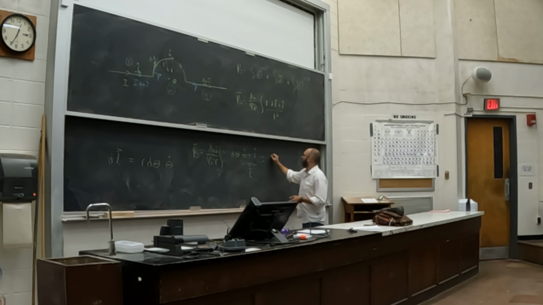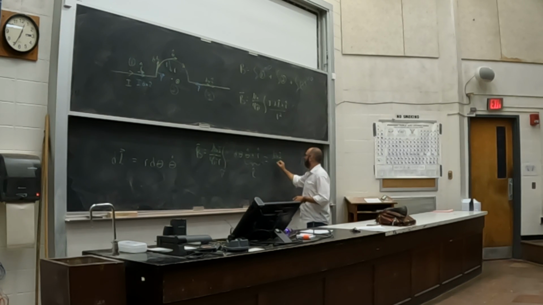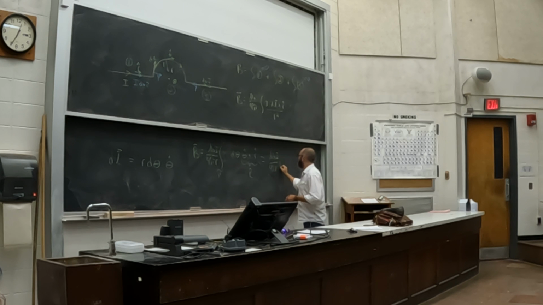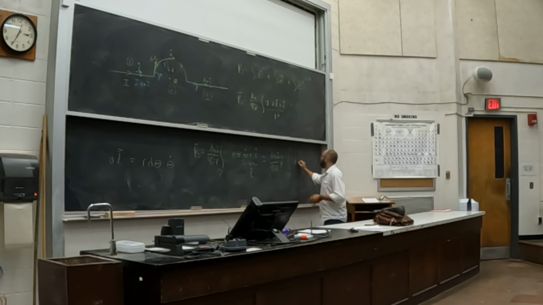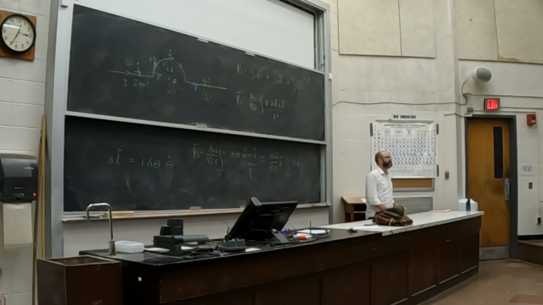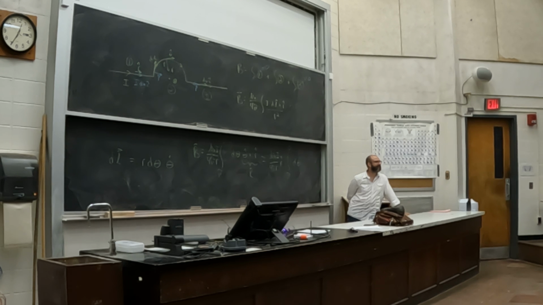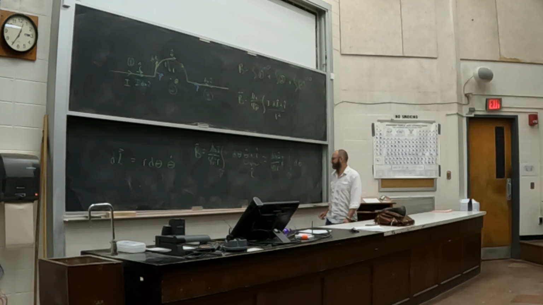So what I end up being left with is mu naught I over 4 pi r, k hat, integral from pi to 0 of d theta. And I think you can all do that one. What am I going to get? What's the integral of d theta? Theta, evaluated at the limits. What do I get? Pi. Right? Okay.